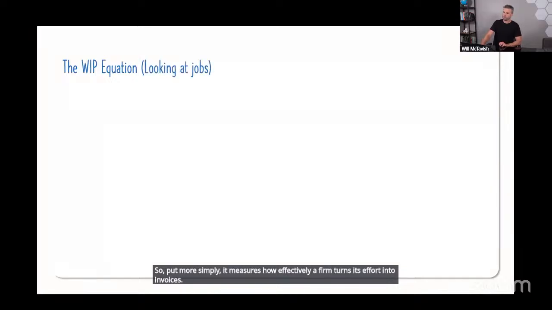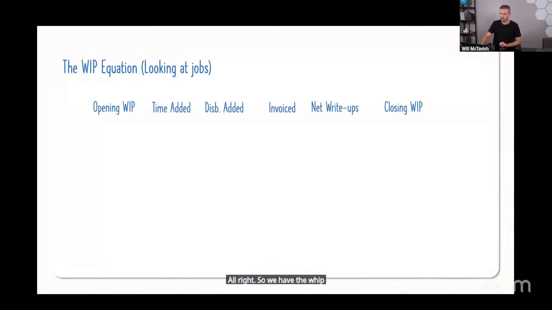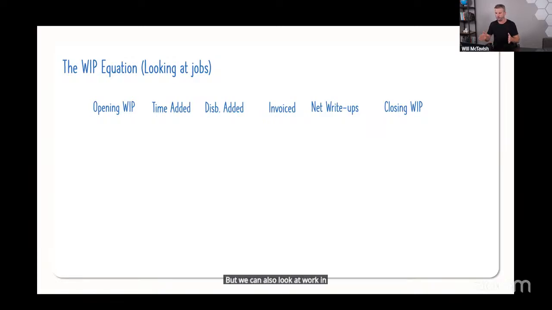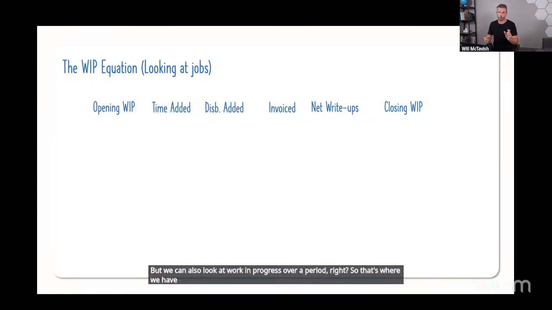All right, so we have the WIP equation. Most of you, I believe, are familiar with it. Work in progress is work done, not yet invoiced. We can look at it as just a value. That's an asset for us. So if I've done $500 of work, that's an asset of mine that I can exchange for an invoice with you, which will eventually become cash in the bank. But we can also look at work in progress over a period, right? That's where we have opening work in progress in a period and closing work in progress in a period.